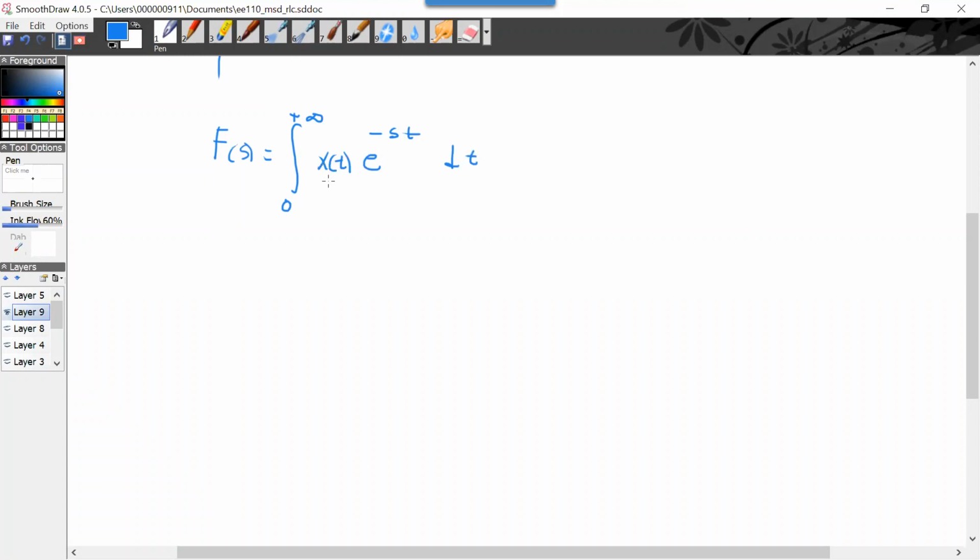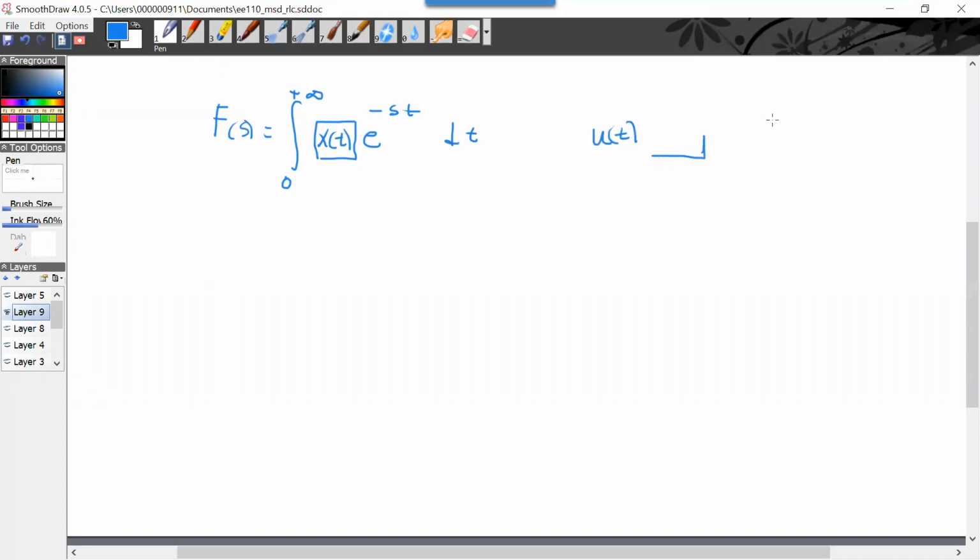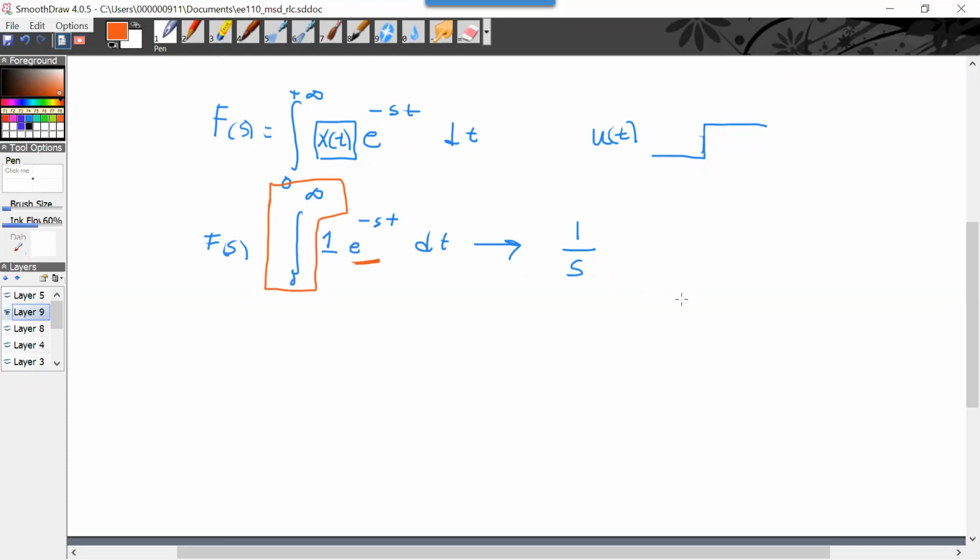Well, here's the thing. What if x of t is a step? And since we're starting at 0, this effectively becomes 1, which really becomes 1 over s, right? So where does the integration come from? Right from the Laplace. Here's our integration. The simplest thing is 1 or some constant, and this function that we're integrating with gives you 1 over s, and so that's the integration, all right?